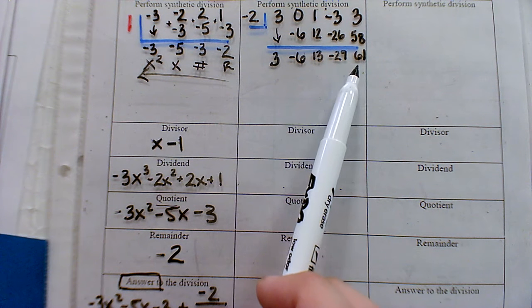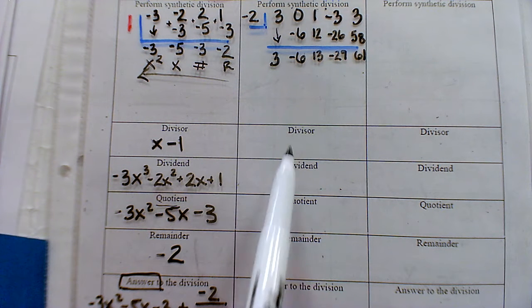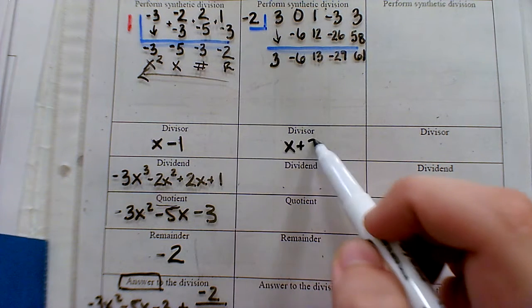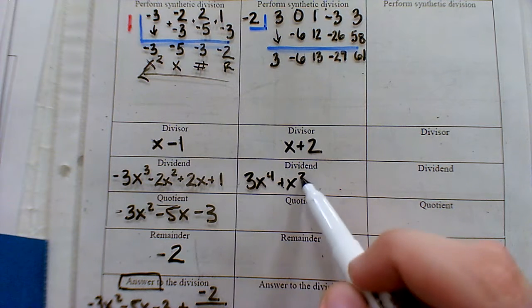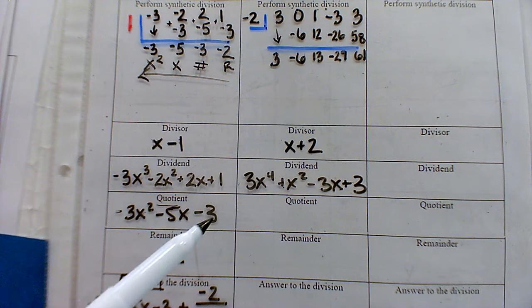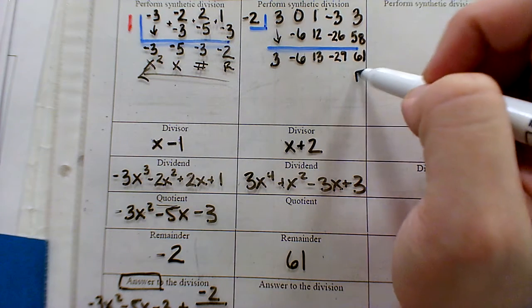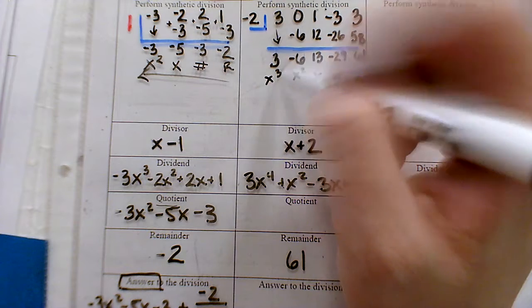Can you get those numbers? Work it out? All right. Based off of that, let's identify the 4 different parts of the division process. Our divisor was x plus 2. The dividend was also given to us at the beginning. Based on the synthetic division, we can fill in the quotient and remainder parts. The remainder is 61. If you work backwards from that, you fill in the variables for the rest of the coefficients.